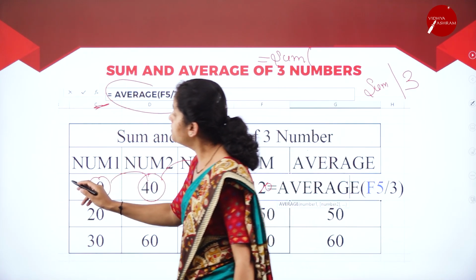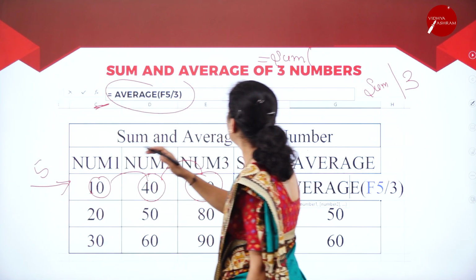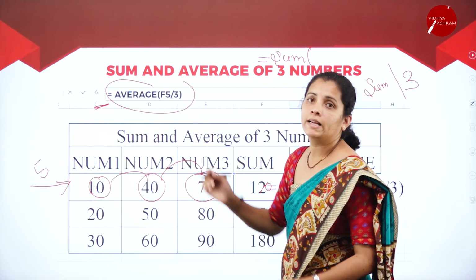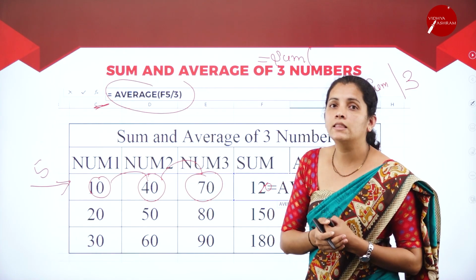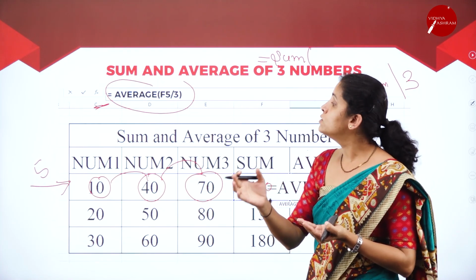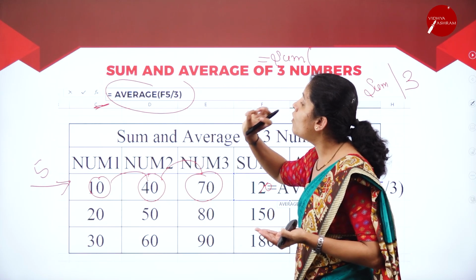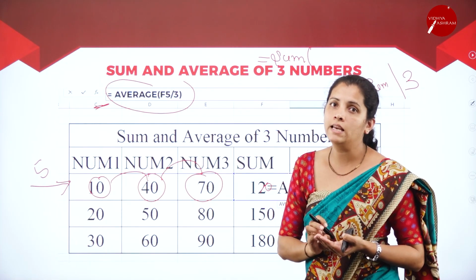And what is my row address? That is nothing but 5. Together, I'm going to get the cell address. So what is a cell here? A cell is nothing but the intersection of rows and columns. So the intersection of row and column forms the cell address.